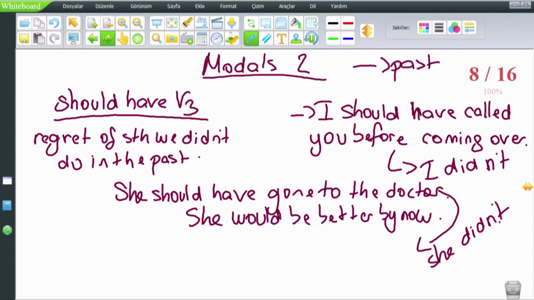In modals 2, we are referring to the past tense. And we started with should have verb 3, which gives us the meaning that we should have done it in the past, but we didn't, and now we regret it. I should have called you before coming over. Now I regret that I didn't call you before I came. She should have gone to the doctor. She would be better by now. This is the thing that she should have done, but she didn't.